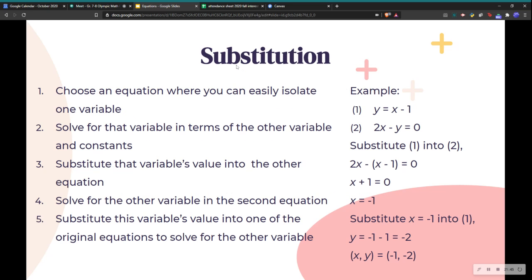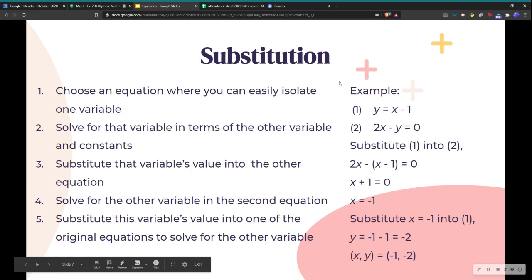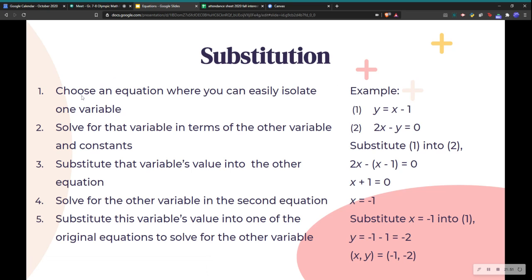So this is what substitution would look like. And here are the general steps that you would follow. First, choose an equation where you can easily isolate one variable. Now, we can go along the example as well with these steps. So example here is we have equation number 1, which is y equals x minus 1. Equation 2 is 2x minus y is equal to 0.